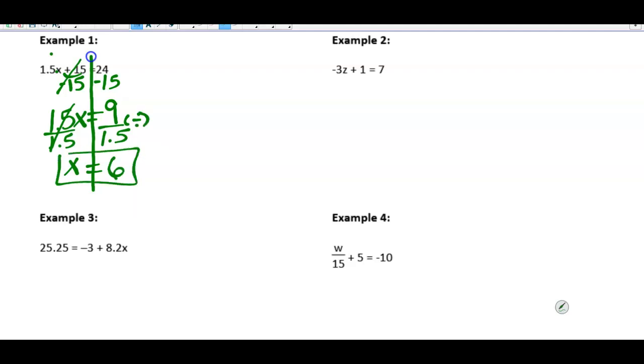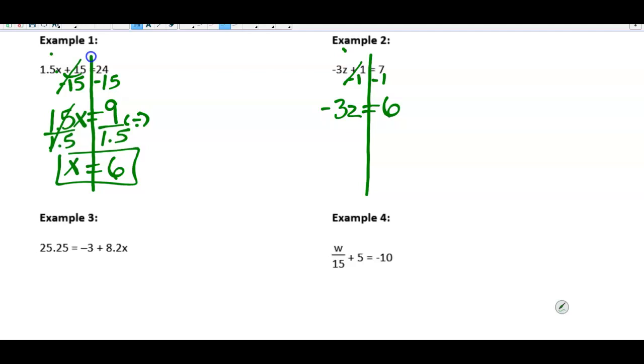Let's look at example 2. Same idea. Put my line in. I know I'm working over on this side and bringing things to the other side because that's where my variable's at. Step 1 is to get rid of addition or subtraction first. So I know I have to get rid of this plus 1 by doing minus 1, minus 1. It cancels, and I'm left with negative 3 times z equals, and then 7 minus 1 is 6.